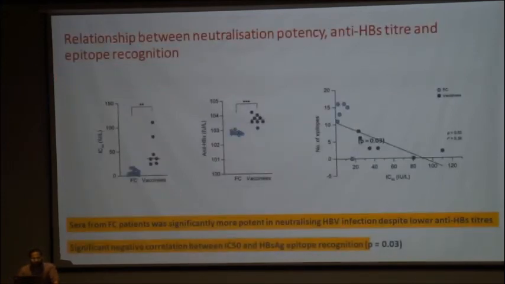Coming to the relationship between this neutralization potency, anti-HBs titers, and HBsAg epitope recognition. As told earlier, IC50 was lower in functional cure. Anti-HBs titers were also lower in the functional cure patients, and there was a significant negative correlation between the IC50 levels and the HBsAg epitope recognition. If the number of epitopes recognized is higher, the IC50 value is lower.